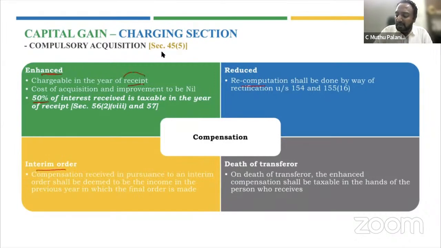We said year of receipt, right? Year of receipt is nothing but the order date. In case the person is no more at the time of death, the recipient will pay tax. All logical. The only thing we have to remember is this portion: compensation is taxable in the year of receipt or the interim order year, whichever is earlier. And when you also receive interest along with it, only half of the interest is taxable. The balance half will be claimed as deduction under section 57. That is income from other sources.